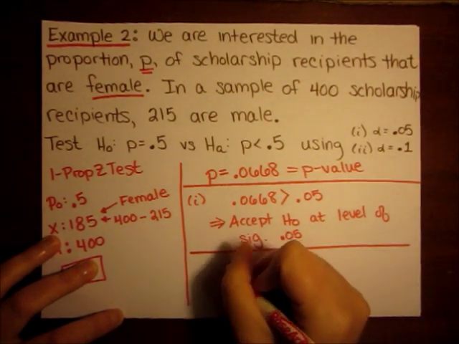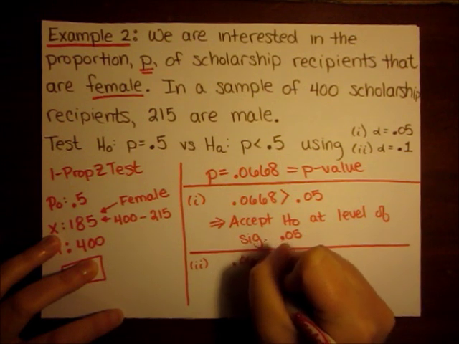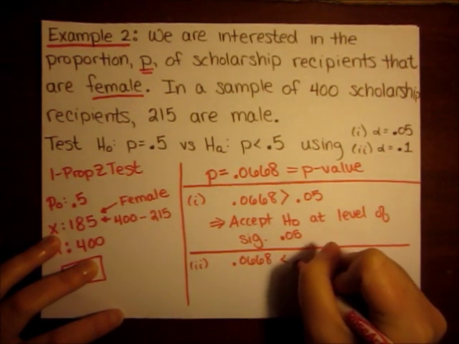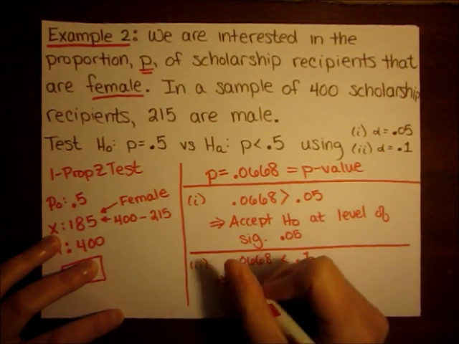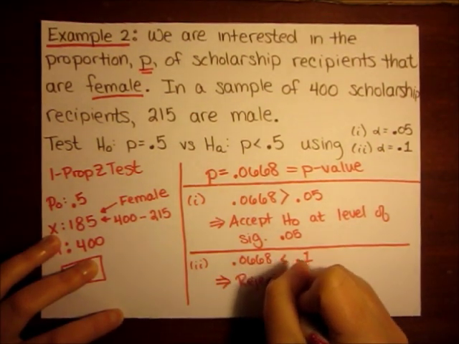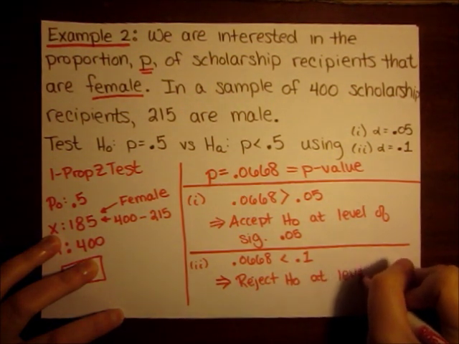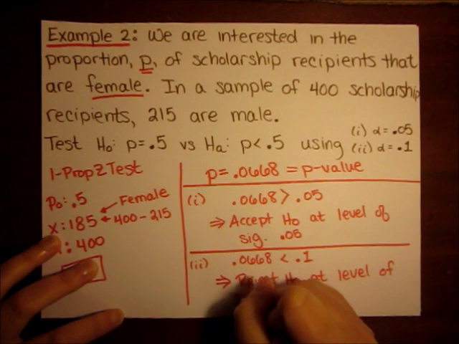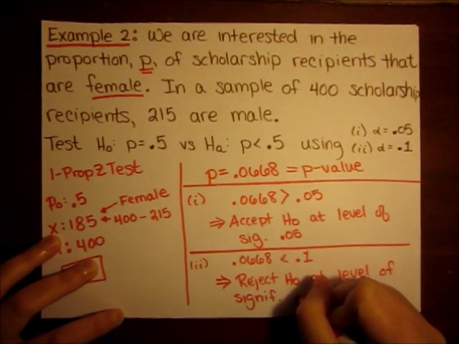Okay, so again, for the second part, I just compare the p-value and alpha. So here the p-value is less than alpha. Whenever the p-value is less than alpha, that's when I reject the null hypothesis. Okay, and again, at level of significance of whatever alpha is. Here, alpha is 0.1.